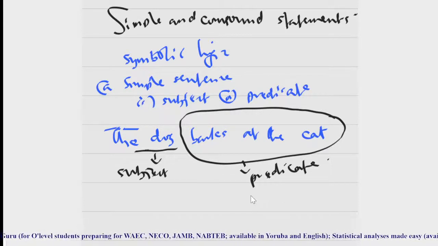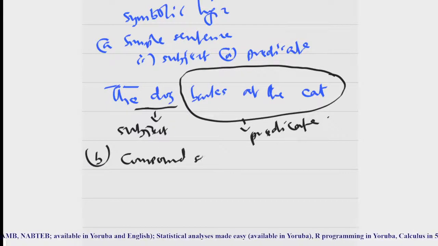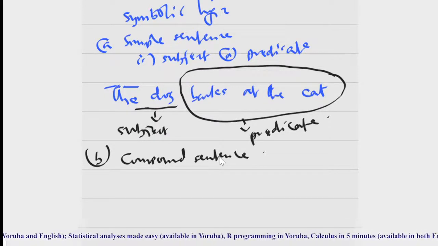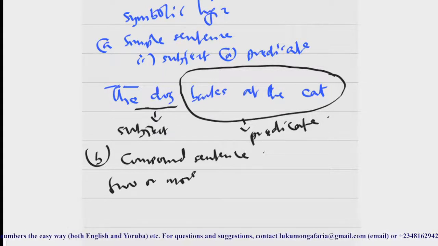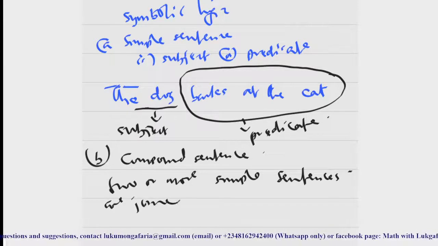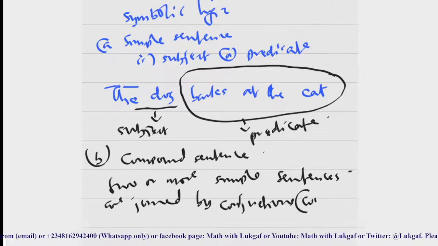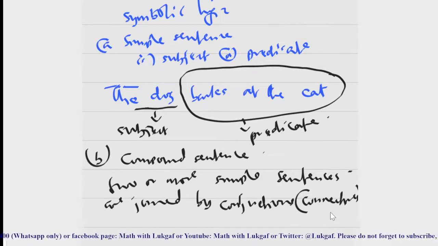Another example is the compound sentence. A compound sentence is a combination of simple sentences. That is when you have two or more simple sentences joined by conjunctions. Don't forget your conjunctions: your conjunctions are or, and, but. You understand now? So that's a compound sentence. And in mathematics, we call these conjunctions connectives.